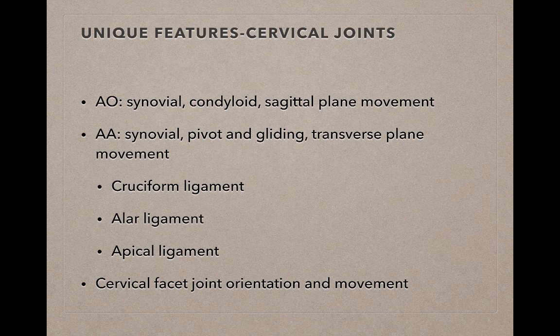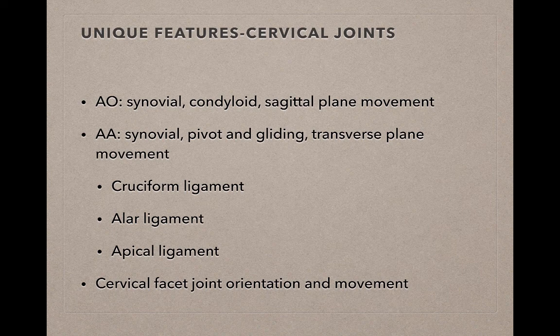The AA, or the atlantoaxial joint, or C1 and C2, is the articulation between the atlas and the axis. This is going to form three joints. In the middle, we have the dens of C2 coming in contact with the arch of the atlas. This is a middle joint. The two remaining joints are on the left and the right side of this middle joint.